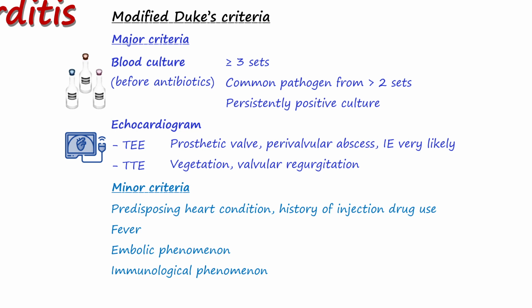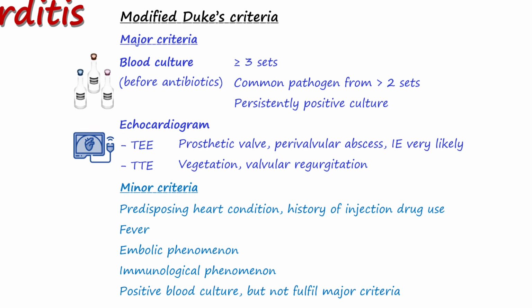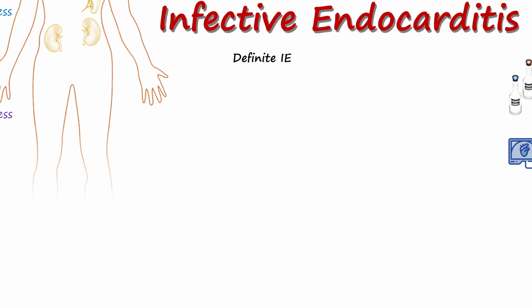If a blood culture comes back positive, but it does not fulfill the major criteria, it is considered minor criteria. Minor clues, when combined with other clinical findings, can further support the diagnosis of IE.